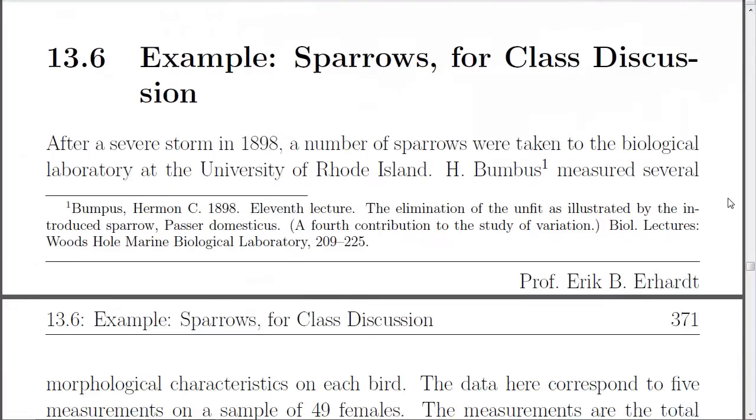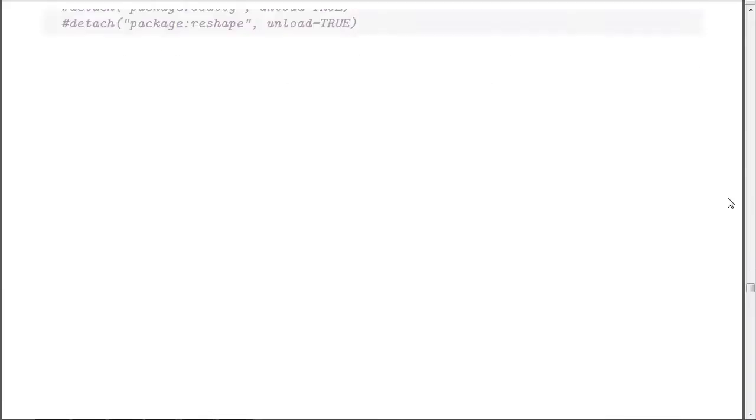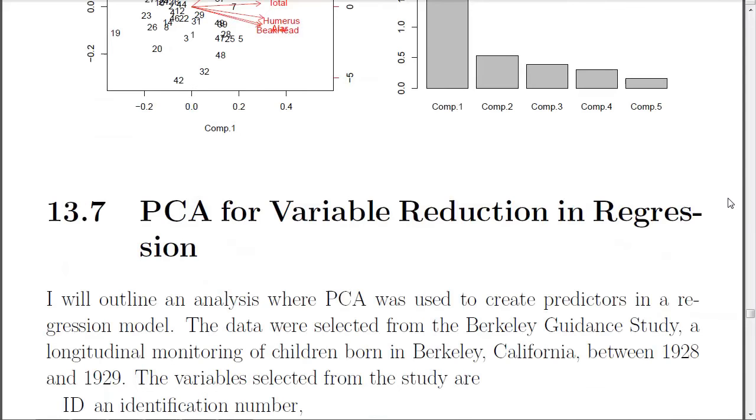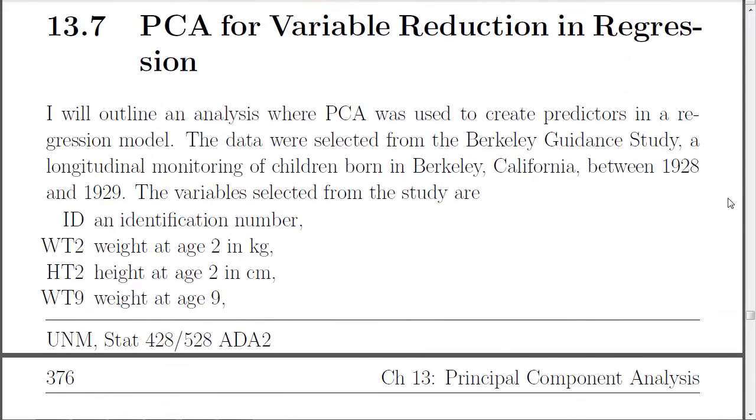I'm going to skip over the sparrows example, which we covered in a previous video, and look at the use of PCA for variable reduction in regression. And the main idea here is that when you've got sets of variables in your data set that are highly correlated, they're each explaining similar information.